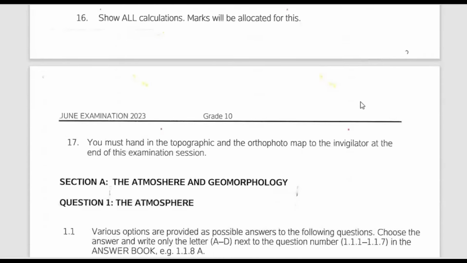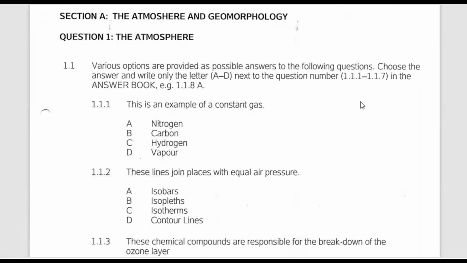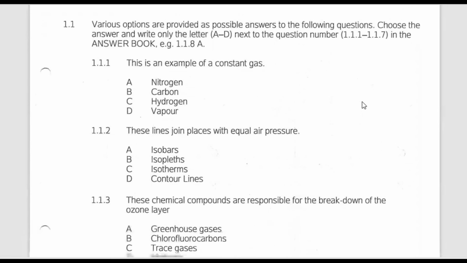Right, let's go to our questions. You have a set of multiple choice questions. Remember, when you're answering multiple choice questions, we can never have 2 correct answers. So you cannot write a response like B or C, or D or A. You just write one response. There is only one correct response for multiple choice questions.